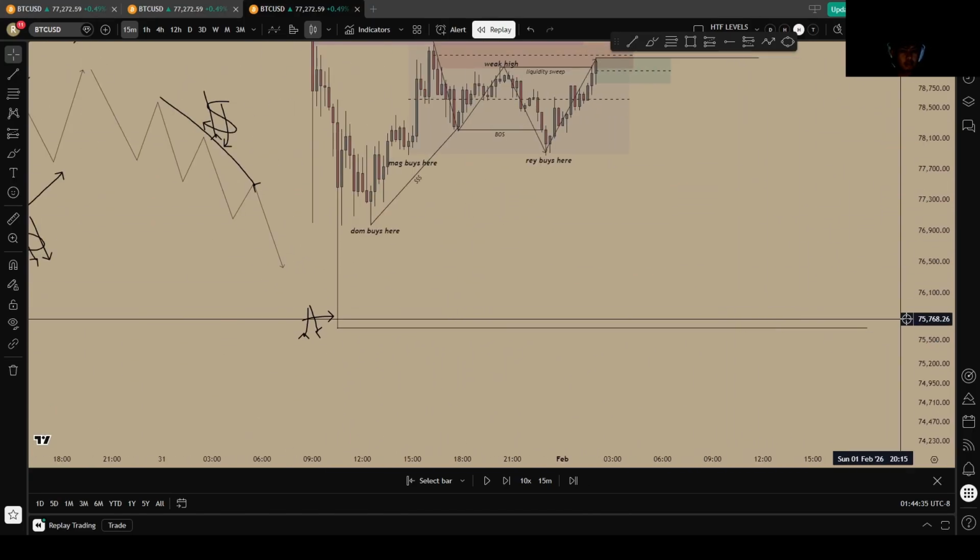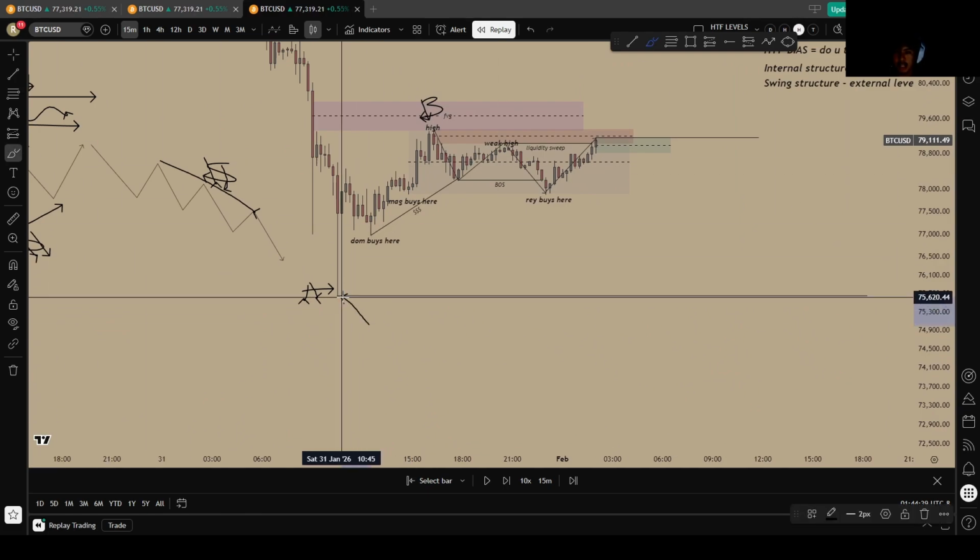Another thing, I'm not sure if you guys know this, but when you have price that has a long wick like this and the body is up here.